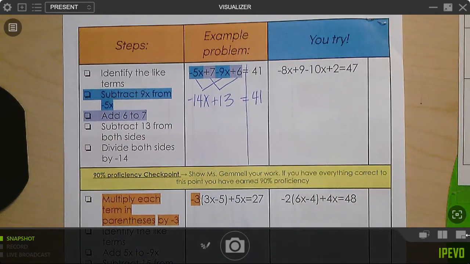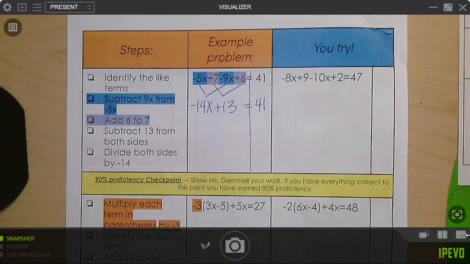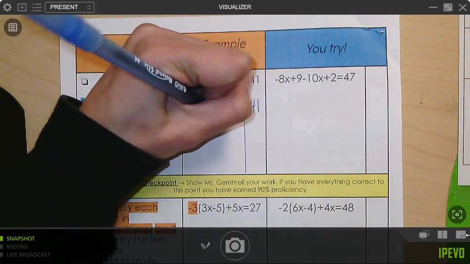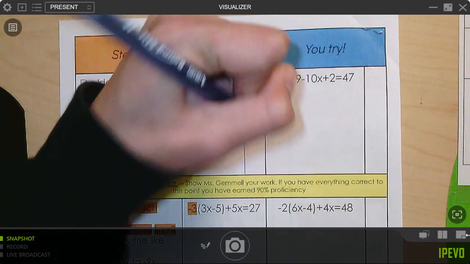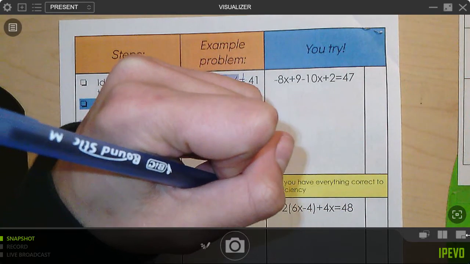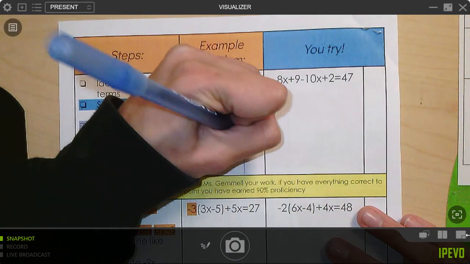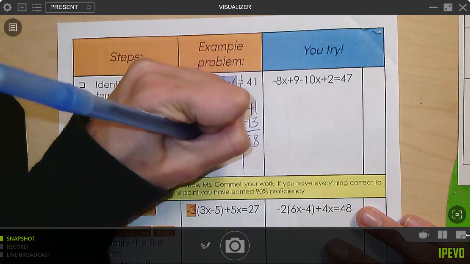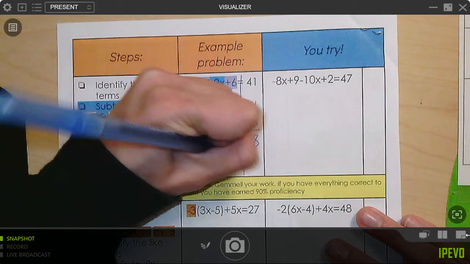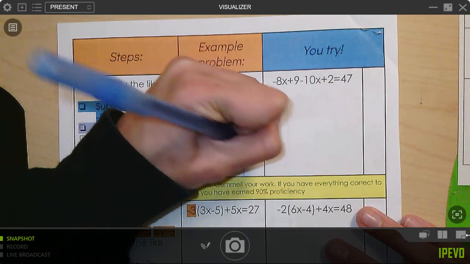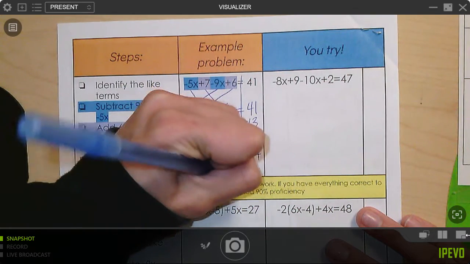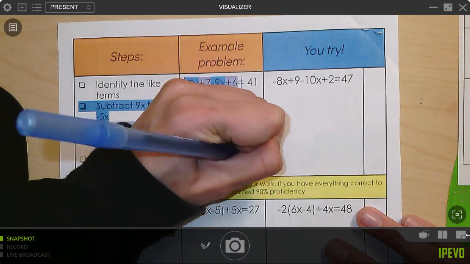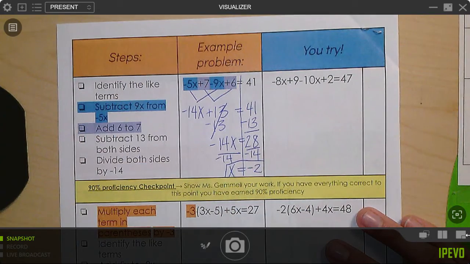Now we have a two-step equation. We can solve it just like we have been. So I'm going to subtract 13 from both sides. So 41 minus 13 is 28, equals negative 14x. Divide by negative 14 on both sides, and you get x equals negative 2, because a positive divided by a negative is a negative.